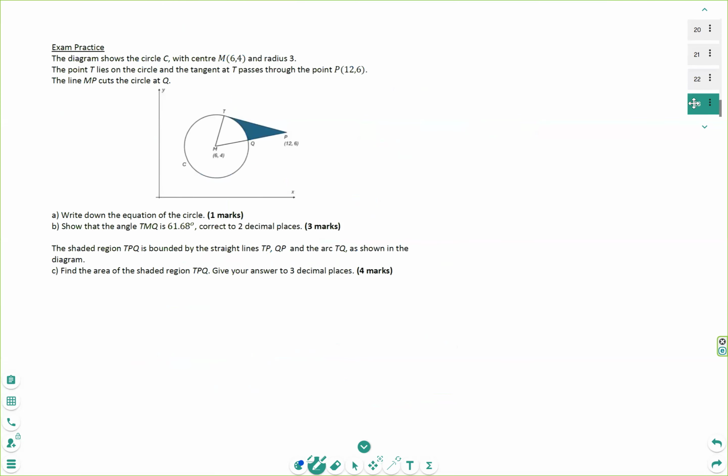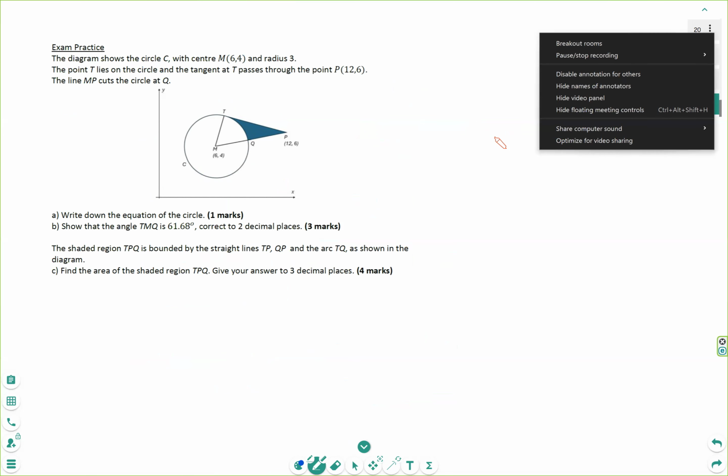If you're happy with this, yes, exam practice. 4 marks, 8 marks. Yeah, you can do it. Pause the video, have a go at the question. When you're ready for the answer, you can press play.